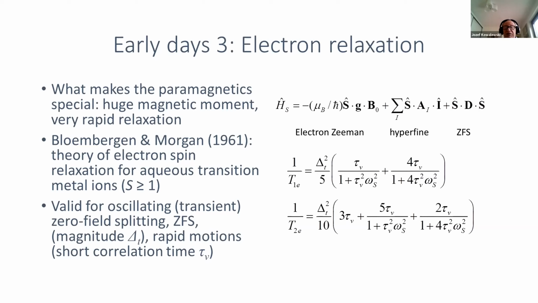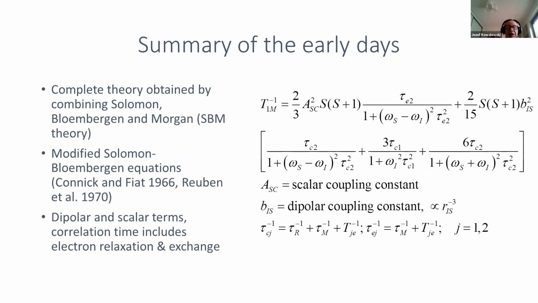This theory was also valid for the case of short correlation time, so rapid motions. So if we want to summarize the early days, we can state that we can formulate a complete theory if we combine the Solomon-Bloembergen and Bloembergen-Morgan theories, and we obtain what is called sometimes SBM theory, Solomon-Bloembergen-Morgan theory.